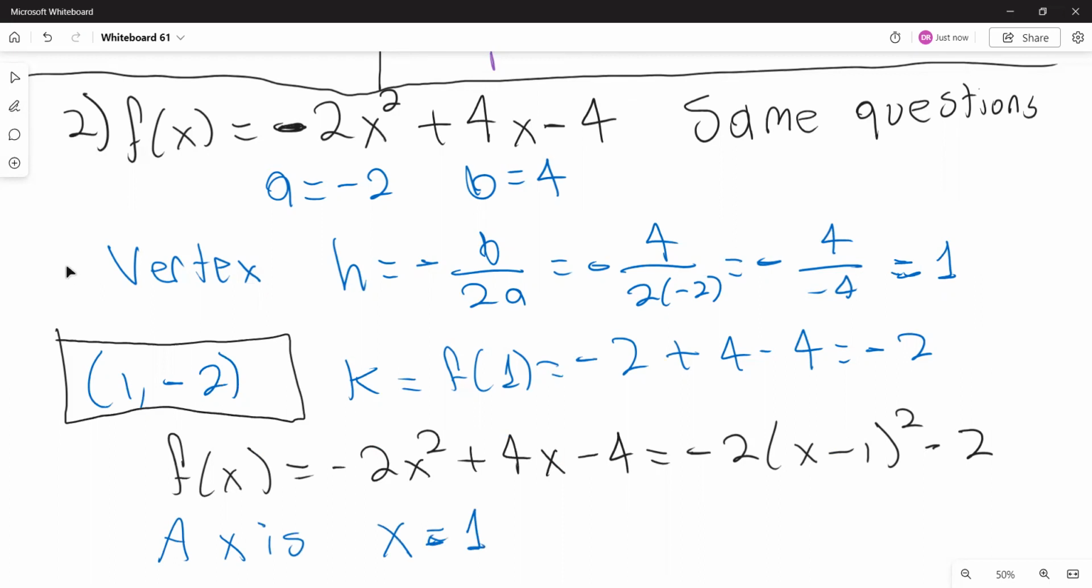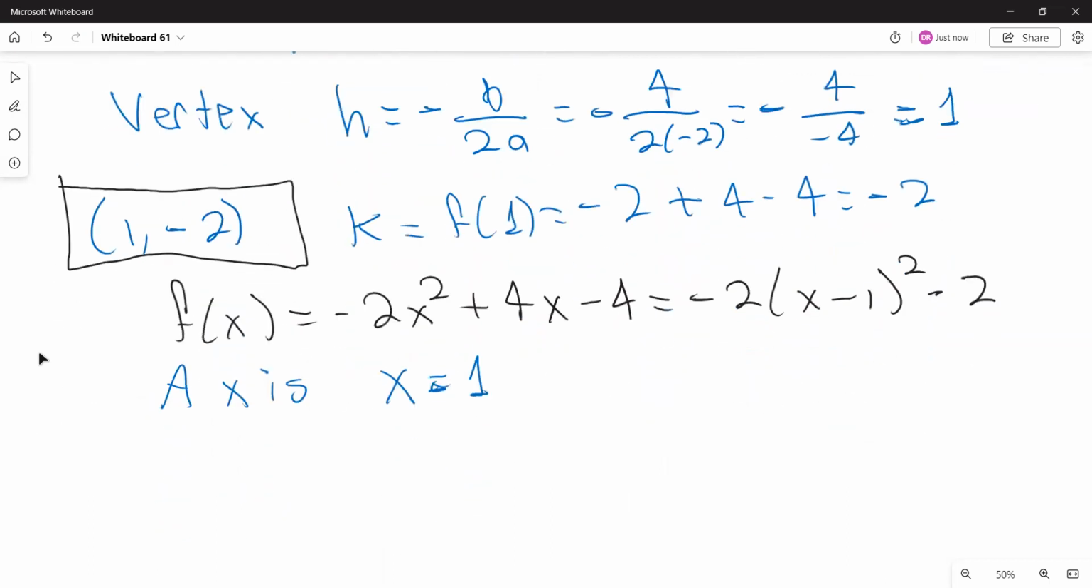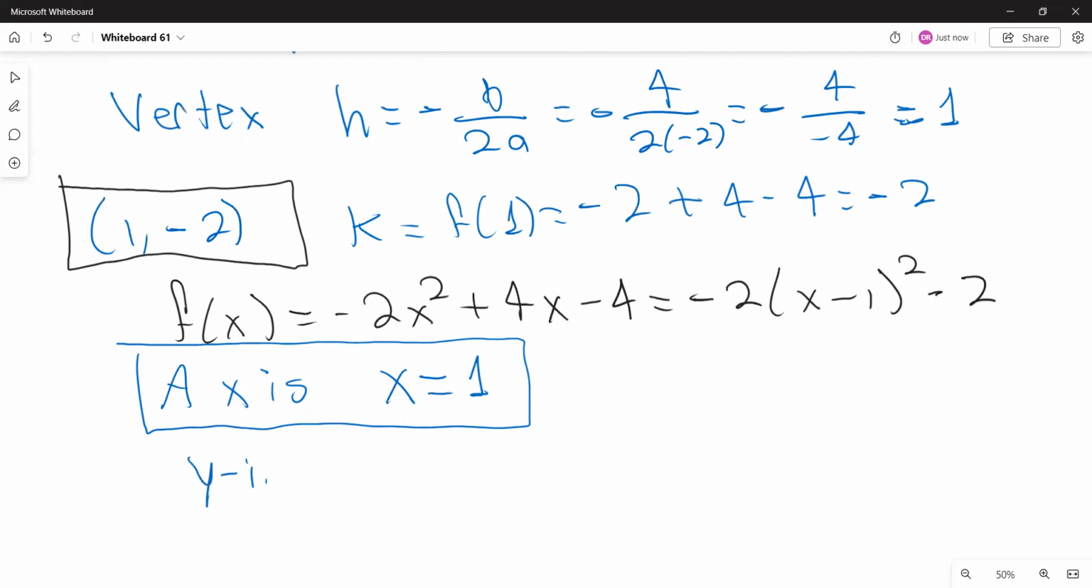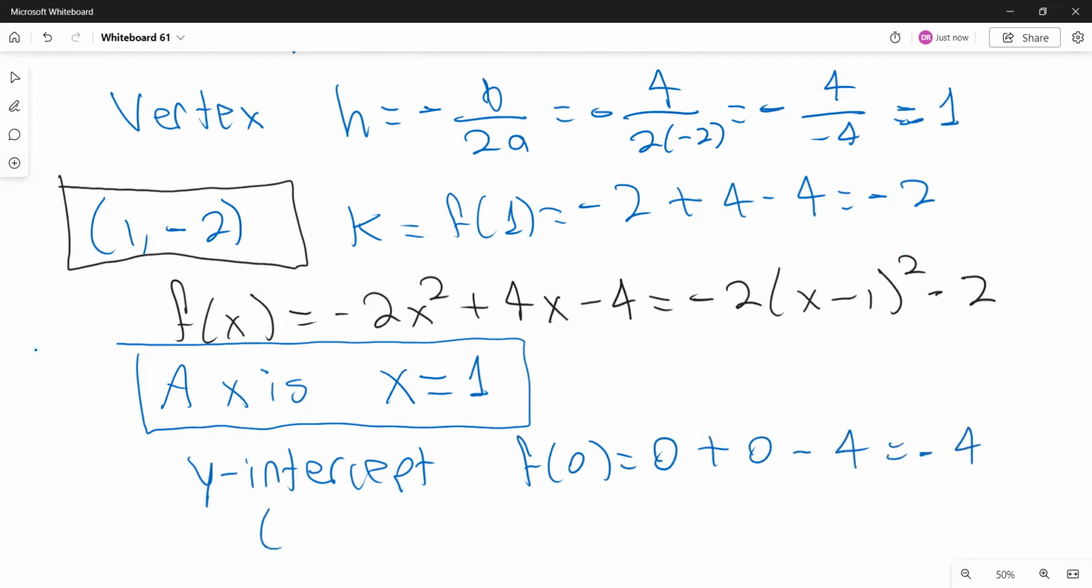Okay, so what do we do next? We are going to find the intercepts. So the y-intercept is the easiest one. Let's start with the easier one. The y-intercept is given by f of 0, so that's 0 plus 0 minus 4. So I know that the y-intercept is 0, -4.